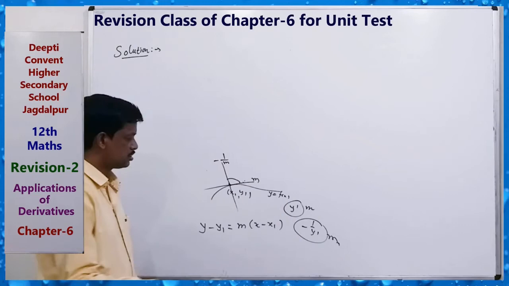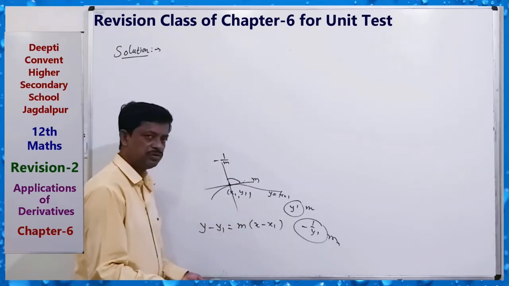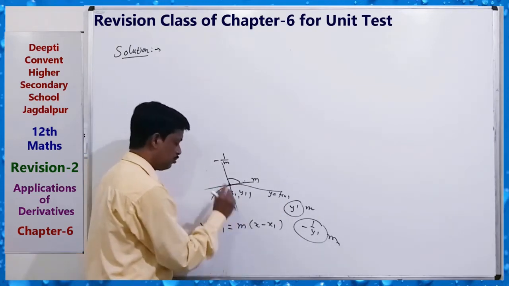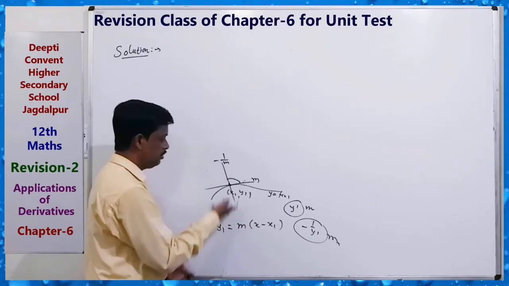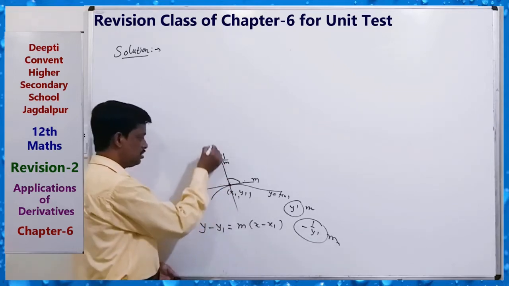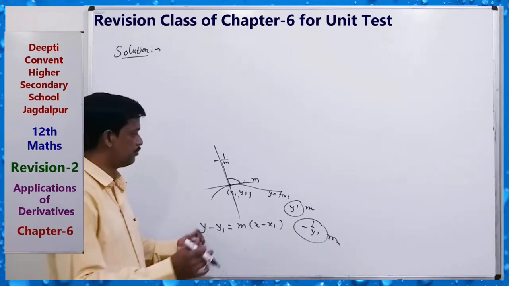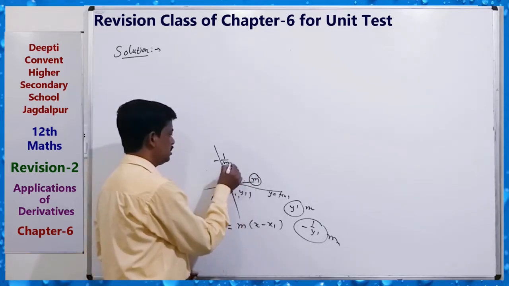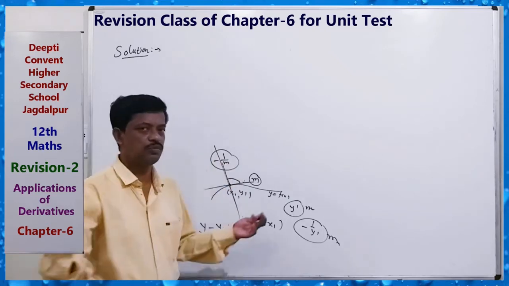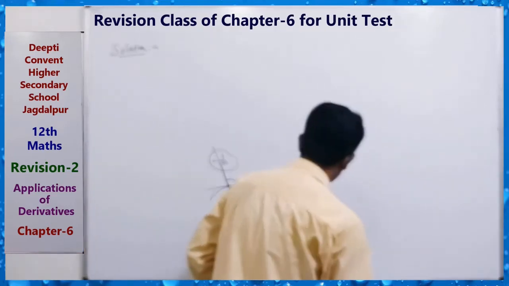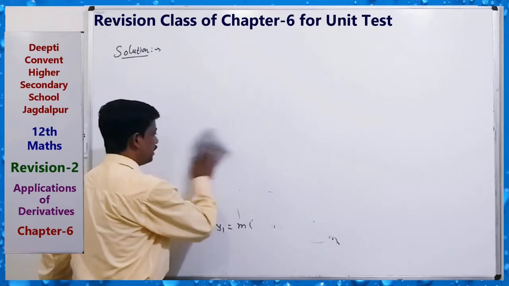Okay. So we put the value of the slope of the normal here, and the point will be x1, y1, because the normal is also passing through this point. So we can get the equation of the normal. If this is the slope of the tangent, then minus 1 by m is the slope of the normal. So here the questions can be solved.